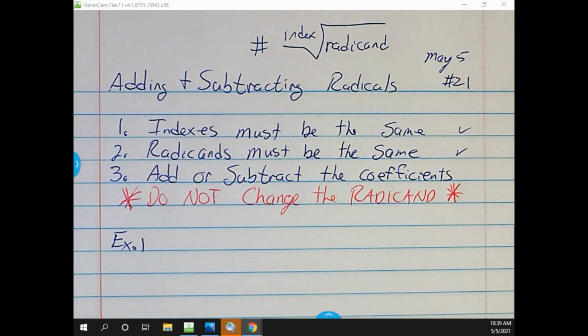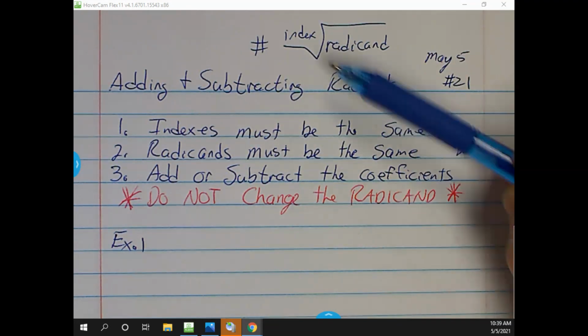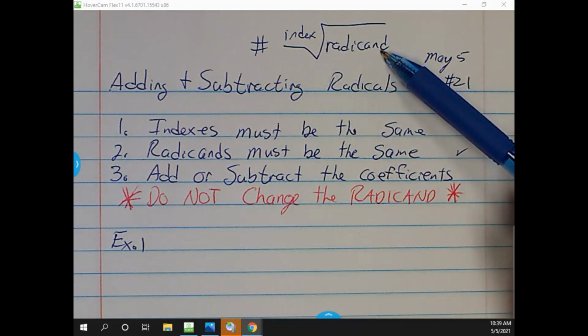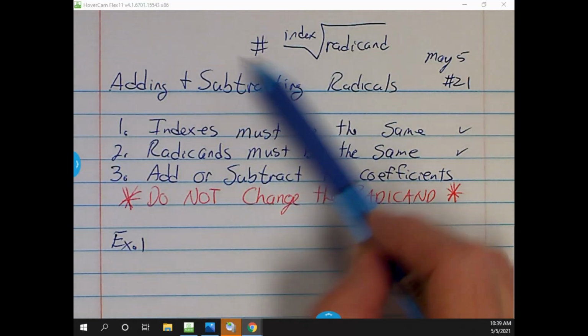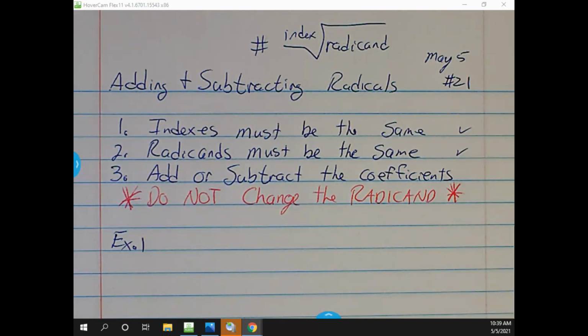Okay, so adding and subtracting for the most part is really basic. As long as the index is the same, as long as the radicand is the same, you take whatever numbers you have on the front, your coefficients, and you add them or subtract them, whatever the signs would say.